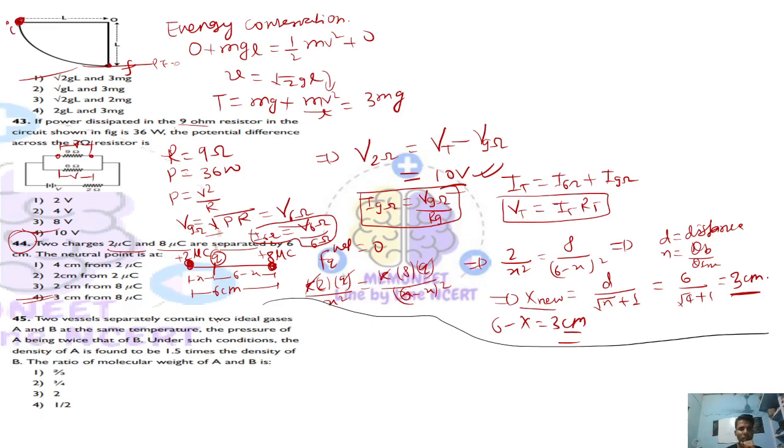Two vessels separately contain two ideal gases A and B at temperature T. The pressure of A is twice the pressure of B. Under such conditions, the density of A is the density of B. You need to calculate the molecular weight of A upon molecular weight of B.